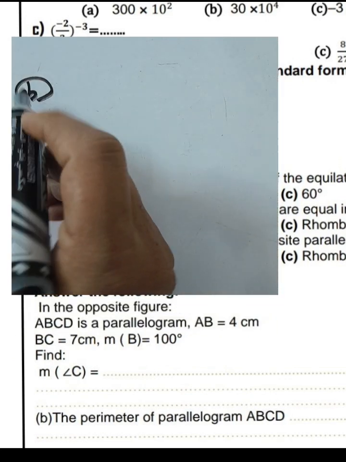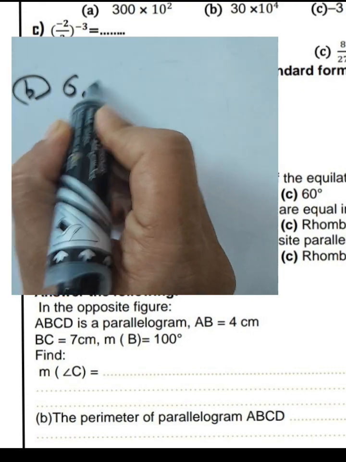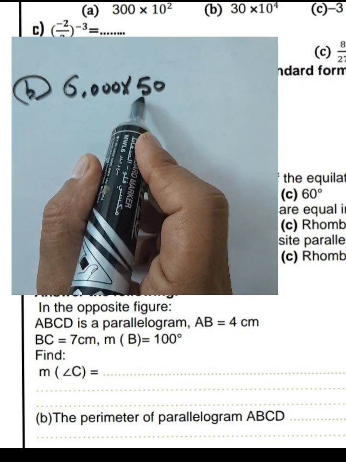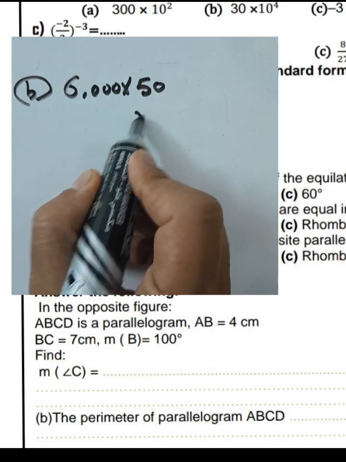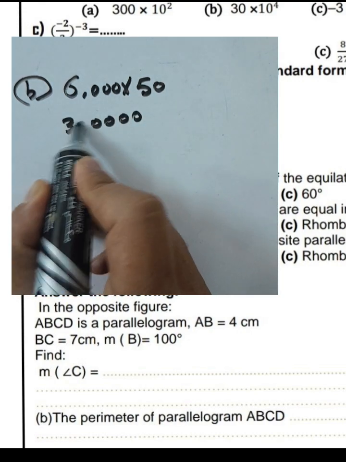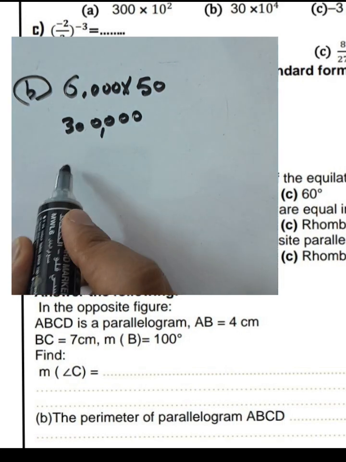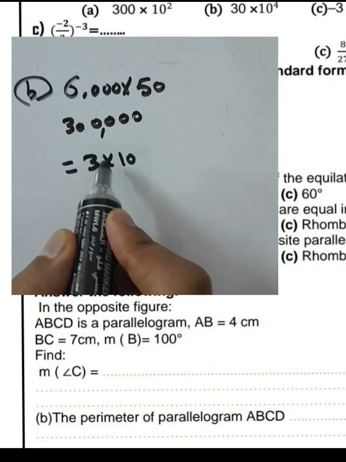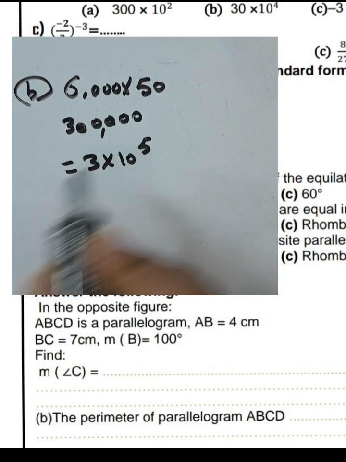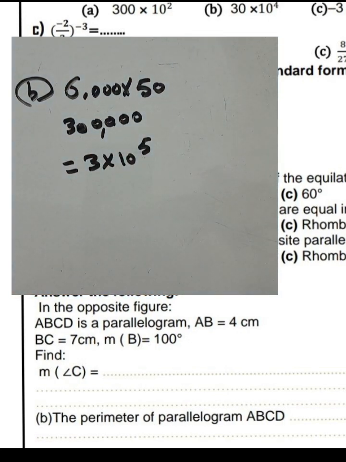We can write this number in standard form. 6,000 multiplied by 50. We know the result will be what? Right, 4 zeros, and 5 times 6 equals 30. Then the result will be 300,000. Write 3 multiplied by 10 to the power 5, with 1, 2, 3, 4, 5 zeros. We write this number in the standard form.